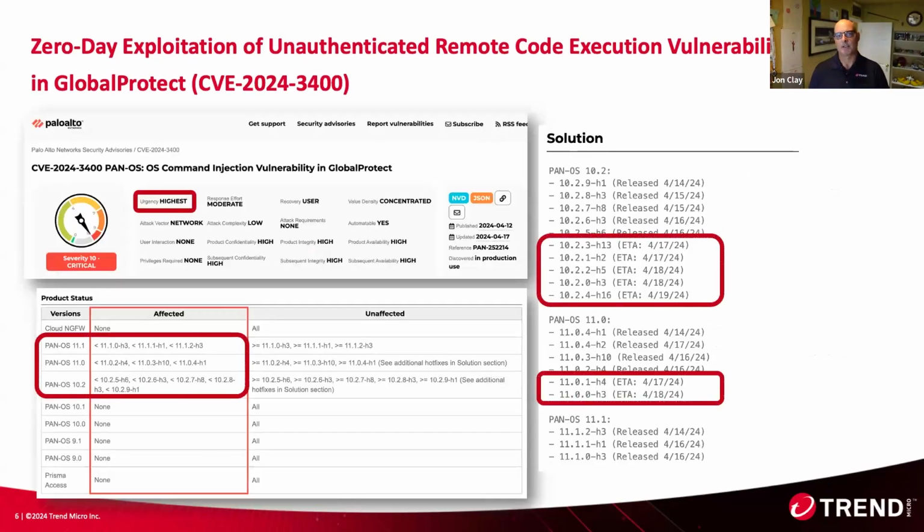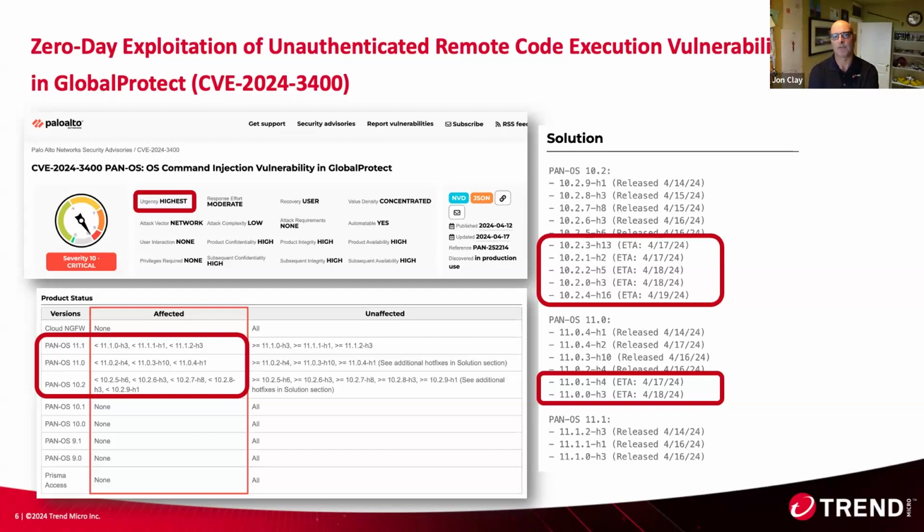This is a screenshot from the Palo Alto website. So you'll notice a couple of things. First and foremost, this rated at 10 in the severity level. NIST did put this out and gave some information there, but they rated it as a 10, which is the highest level it can be.